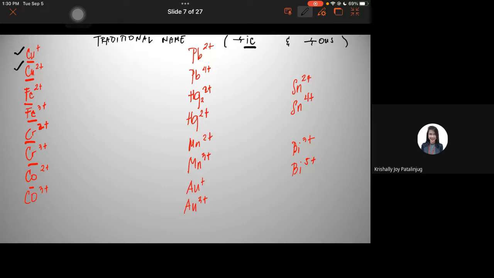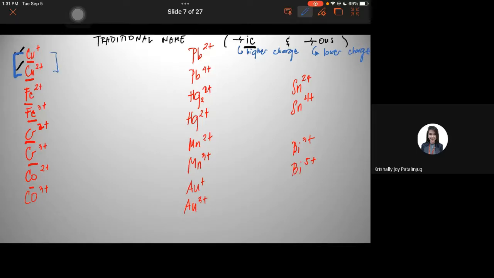Okay, so when is ik added to the name of the metal? When is us added? The ik suffix represents the higher charge. Try to observe. For copper, one has a lower charge, the other one has a higher charge. So you know already which should end with ik. Us represents the one with the lower charge. Okay? So ik and us are just suffixes. When you say suffix, it is added to the last part, the ending part of the word.